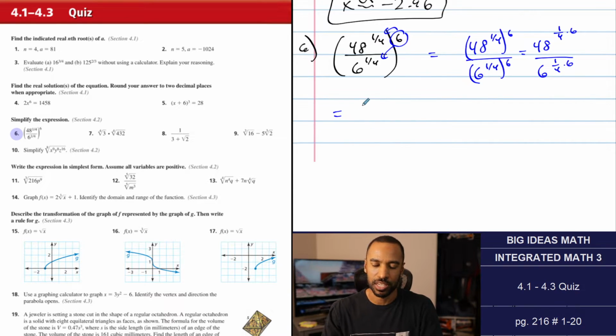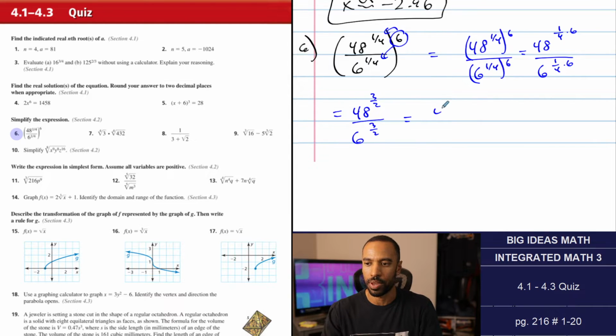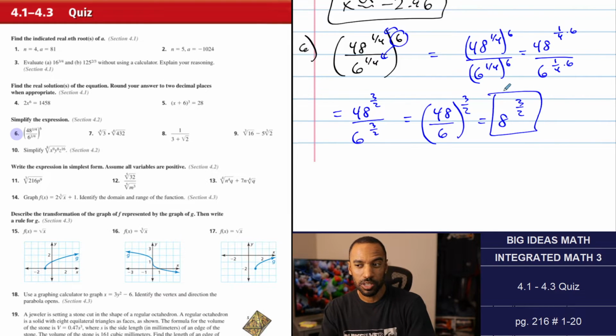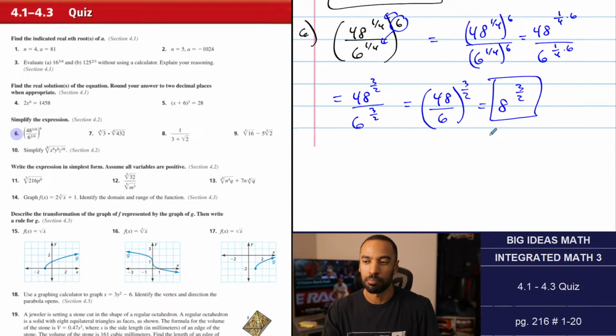Now that's 48 to the 6/4. 6/4 reduces to 3/2. We got 48 to the 3/2 power on top and 6 to the 3/2 power on bottom. Now, because they both share the 3/2 exponent, we can rewrite that as 48 over 6 to the 3/2 power, which is 8 to the 3/2 power. And 8 to the 3/2 power, that could be a final answer. That could be one of the things that they just write as it.